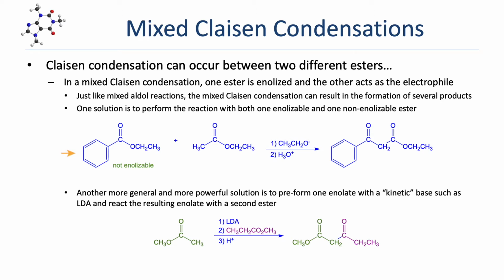In the example, we see ethyl benzoate reacting with ethyl acetate in a Claisen condensation. In this case, only the ethyl acetate can form an enolate. The ethyl benzoate doesn't have any alpha protons and can't be enolized.